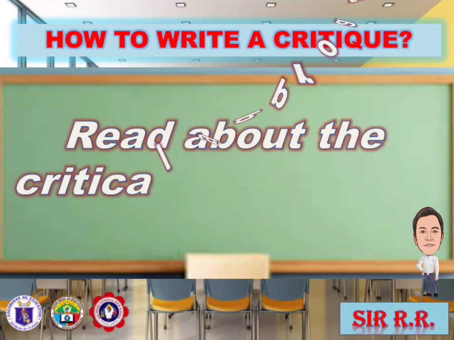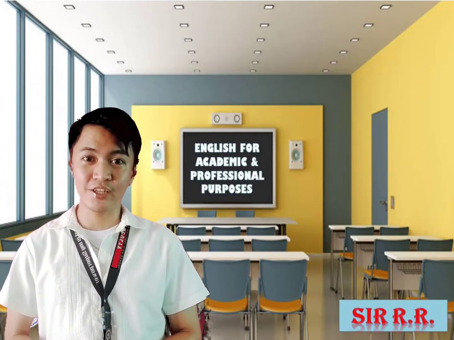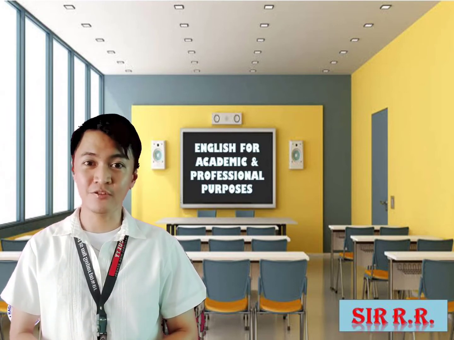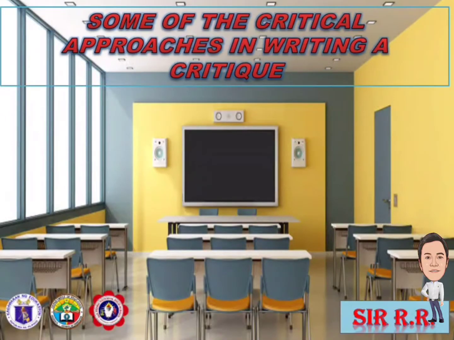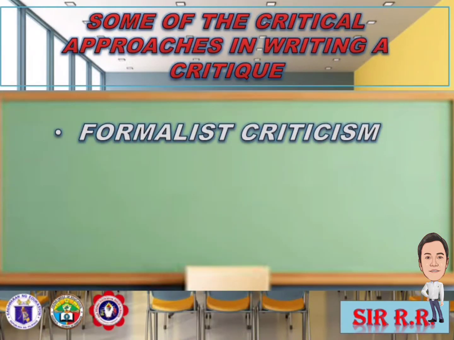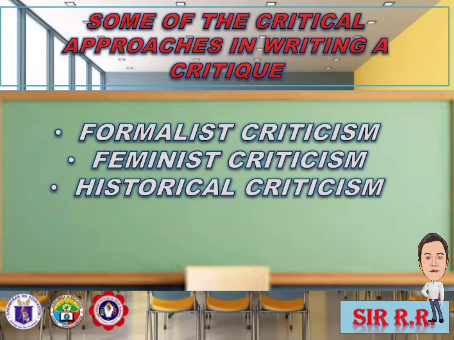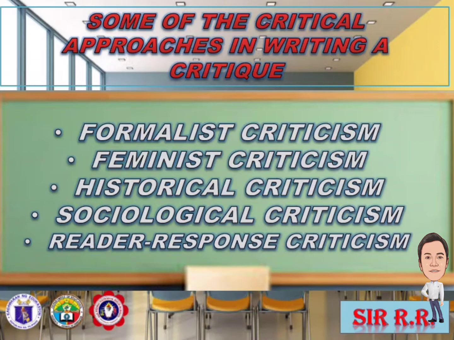Read about the critical approaches. You can highlight some important ideas. You can use this in expressing your views. Now, let's talk about the various critical approaches in writing a critic. We have several of them, but in today's lesson, we will only tackle five. Here are some of the critical approaches in writing a critic. We have formalist criticism, feminist criticism, historical criticism, sociological criticism, and reader response criticism.